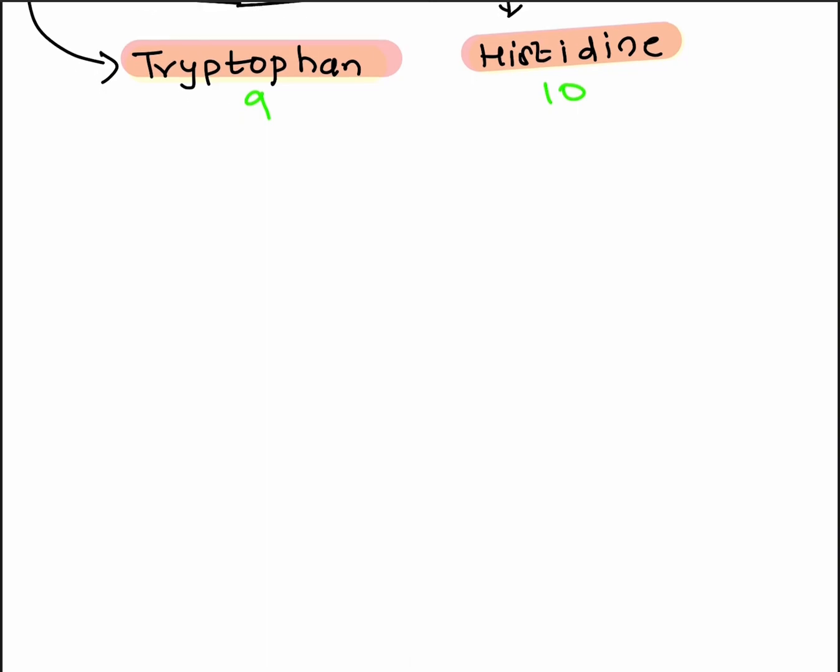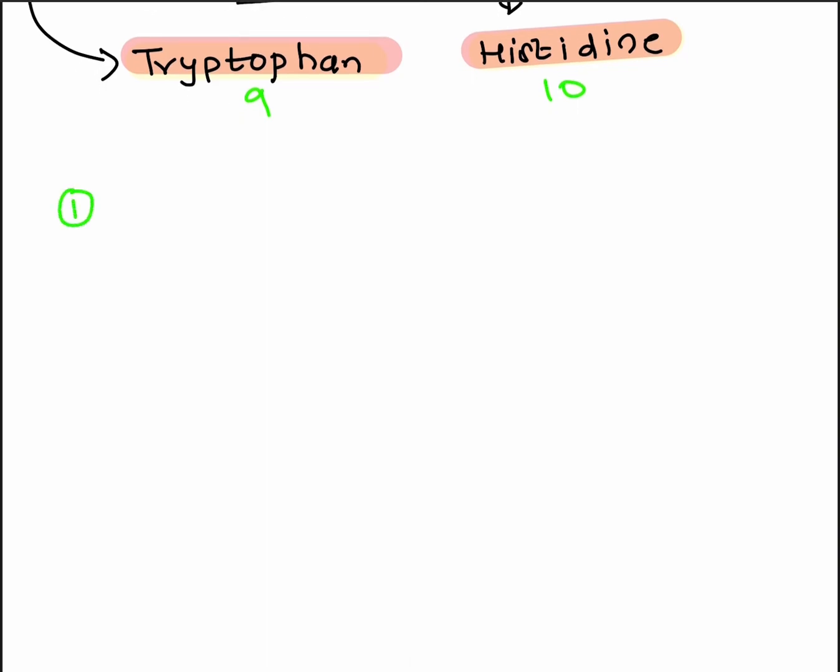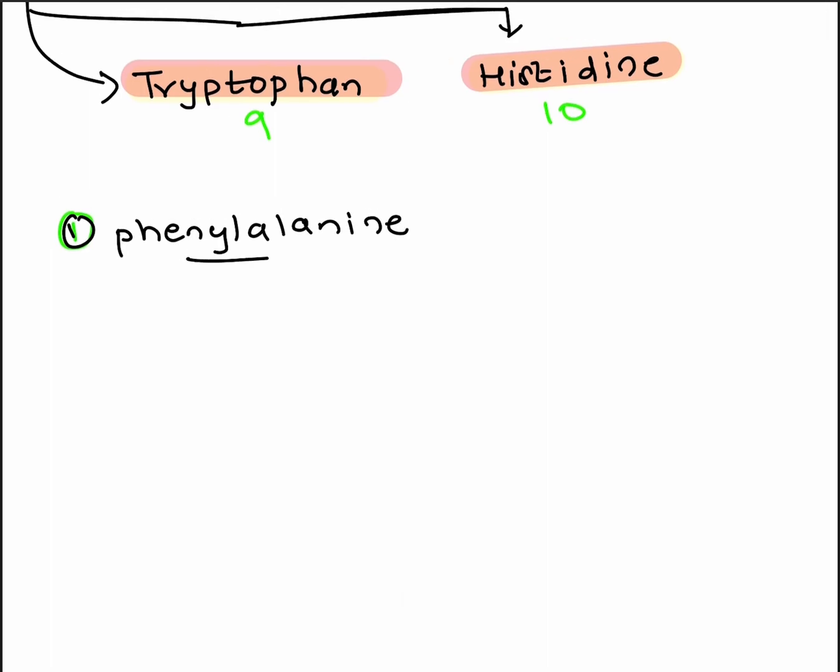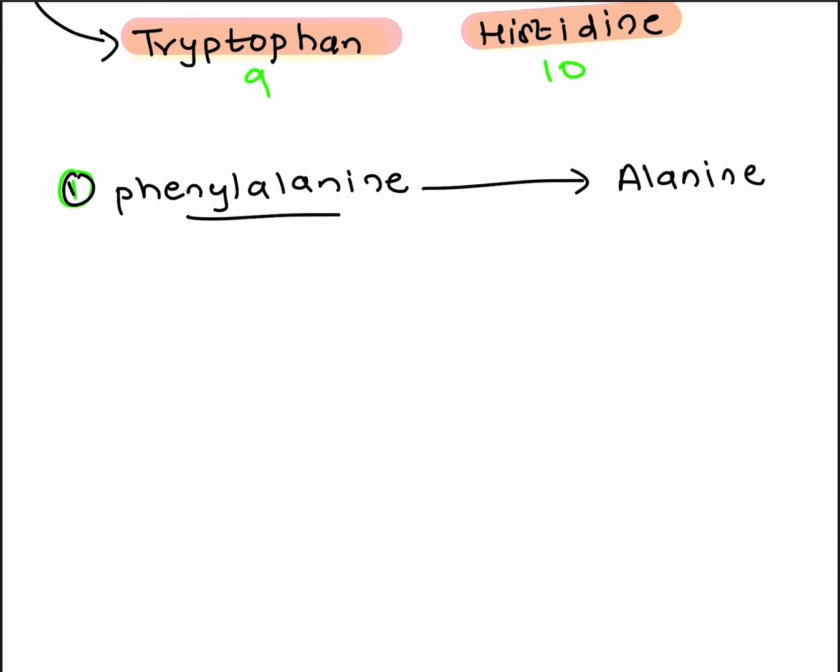So how is phenylalanine going to look? Here it is, the structure of phenylalanine. So from where are we going to derive it? From alanine. Now see how it is going to look. Draw alanine first of all. Whenever you have confusion, start with alanine.